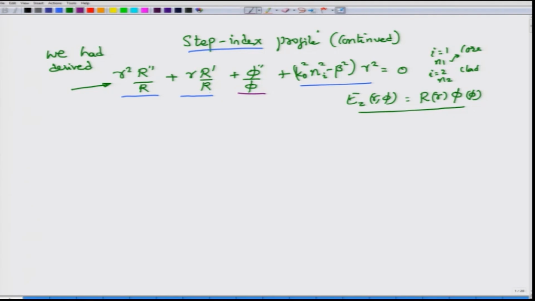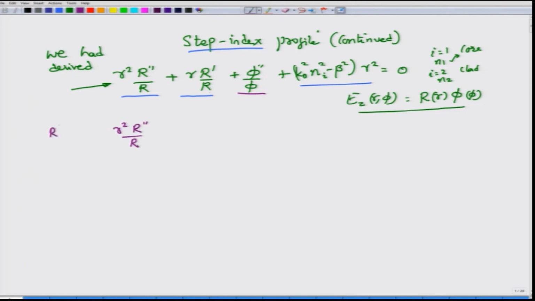Now, let me do something. I am going to rewrite this equation by grouping all the terms which are functions of small r on one side and the functions of phi on the other side, and then what we will get. So, I have r squared R double prime by R.